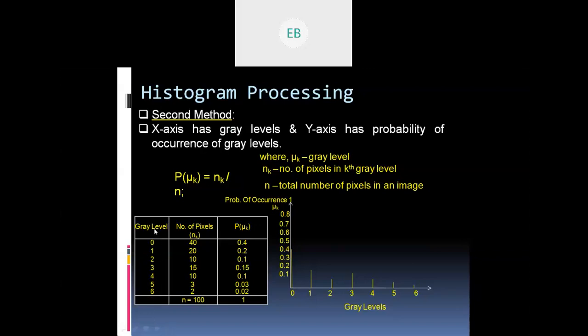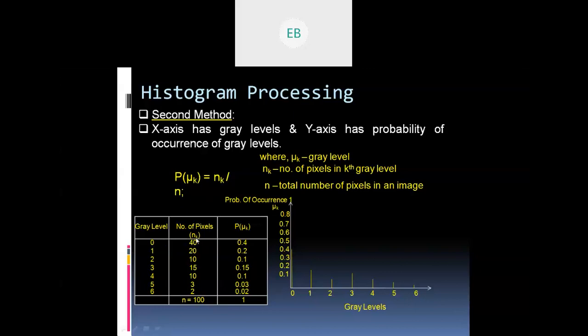Okay, suppose we have gray levels from 0 to 6, that is, a total of 7 gray levels here. For each gray level, the number of pixels is already given. Say for gray level 0, if the number of pixels is 40, then the probability is given by 0.4. How? The probability is calculated by the formula: number of pixels of the particular gray level divided by the total number of pixels.